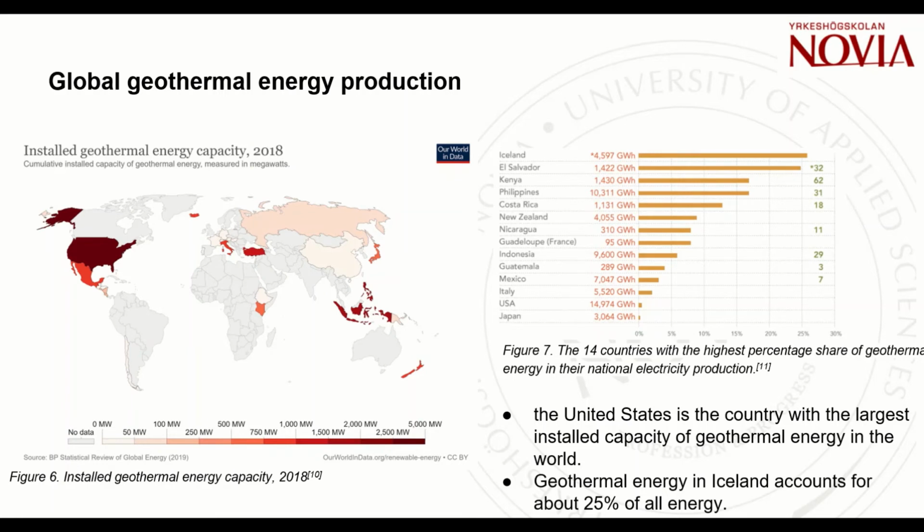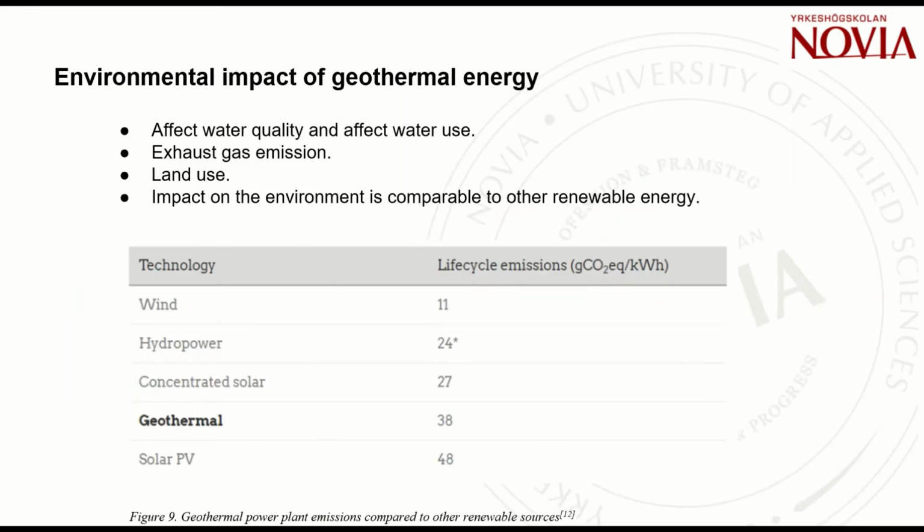As a result, geothermal power generation accounts for only 0.4% of national power generation. We also searched for the country with the highest proportion of geothermal power generation. As you can see from the picture on the right, Iceland ranks first, with geothermal energy accounting for about 25% of all energy. In this part, I'm going to talk about the environmental impact of using geothermal energy.